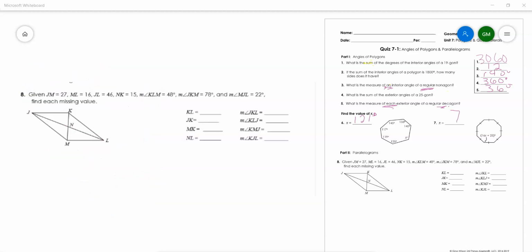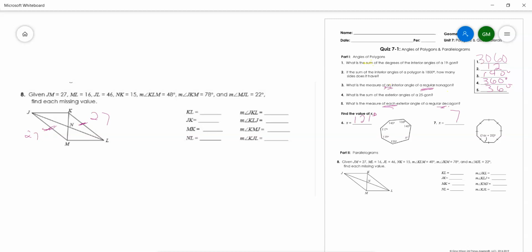All right, so number 8 is going to take us through our knowledge of parallelograms. So let's go ahead and mark our givens. First of all, it says given that JM equals 27. So that's this one right here. We're going to mark a little tag mark here. And KL is congruent to that. So that's 27.